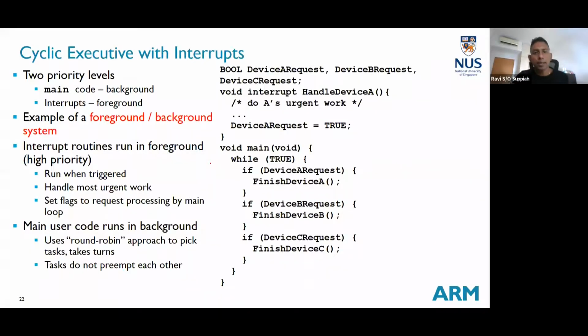Okay, so the first one, Cyclic Executive. Again, we have it in sequence. The real-time capability, as what we saw, is given through the interrupt. So we have the foreground, background approach, where your interrupts give us this real-time response capability, and everything else runs in the background.